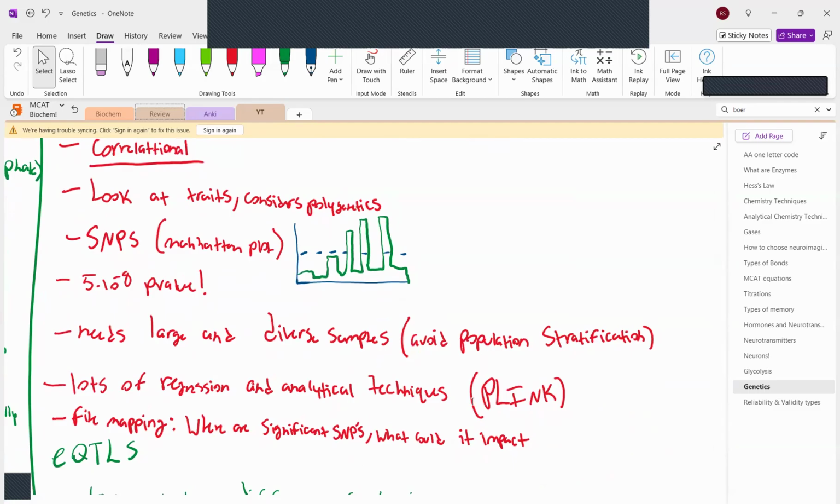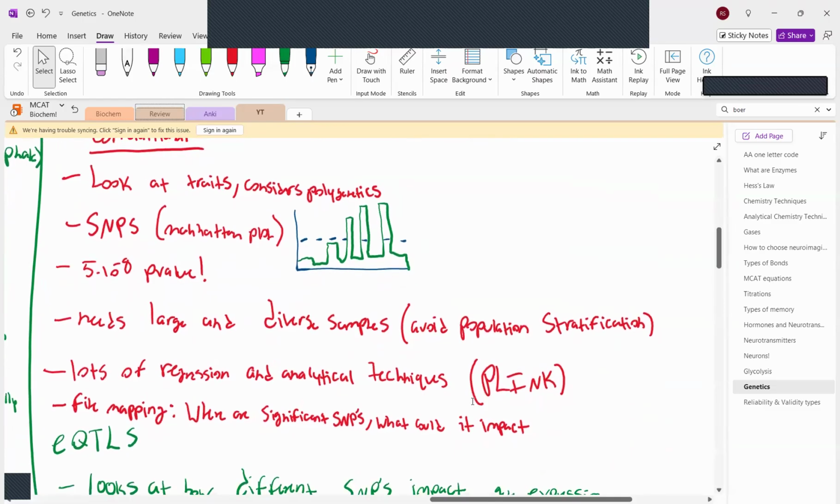Like Africa is more diverse, that continent is more diverse than North America. And then also there's a lot of regression and analytical techniques, like Plink.